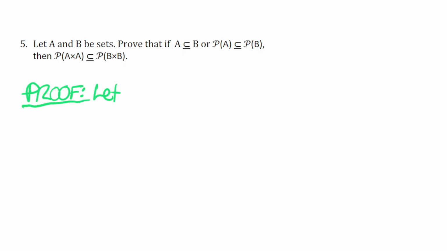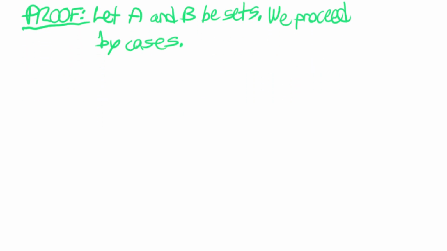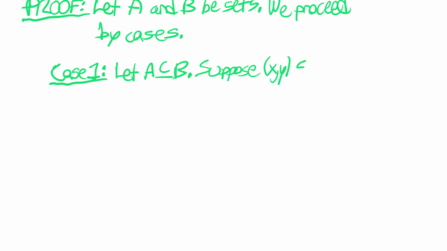So we are going to let A and B be sets, and we proceed by cases. Okay, for case 1, we are going to let A be a subset of B. So let's suppose that x, y is an element of the Cartesian product of A and A. So then x is an element of A and y is an element of A.